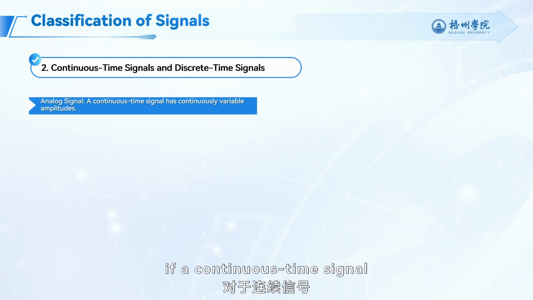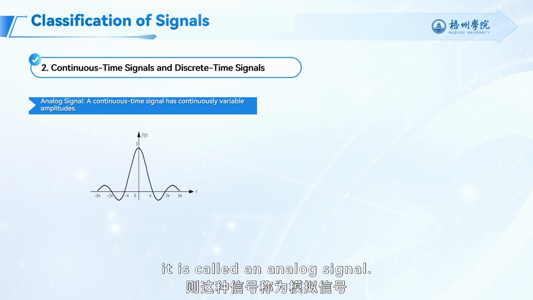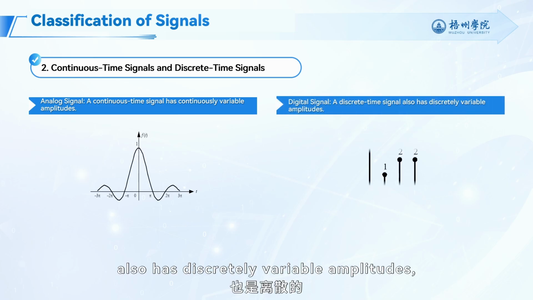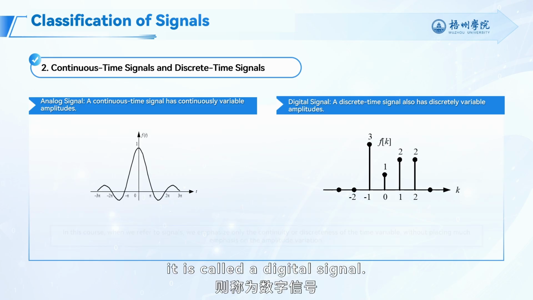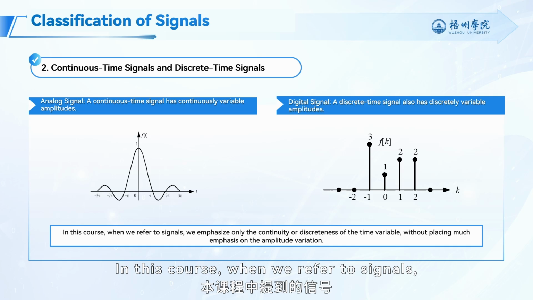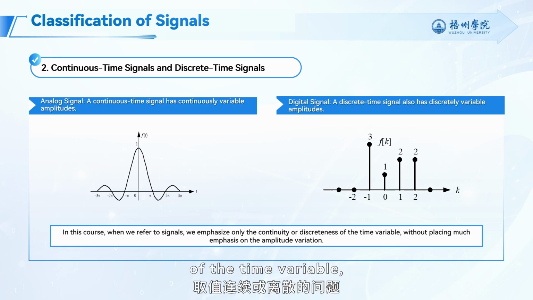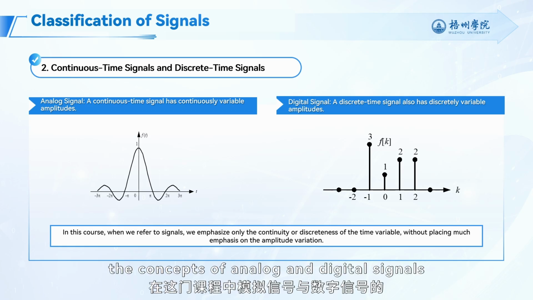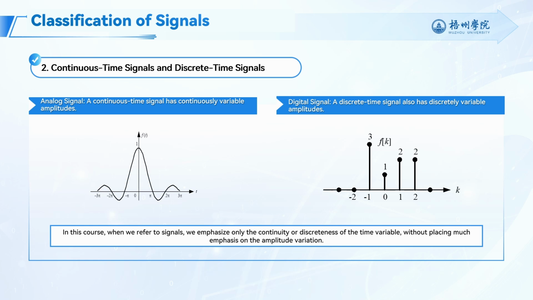Moreover, if a continuous time signal also has continuously variable amplitudes, it is called an analog signal. Conversely, if a discrete time signal also has discretely variable amplitudes, it is called a digital signal. In this course, when we refer to signals, we emphasize only the continuity or discreteness of the time variable, without placing much emphasis on the amplitude variation. Therefore, the concepts of analog and digital signals will not be frequently mentioned in this course.